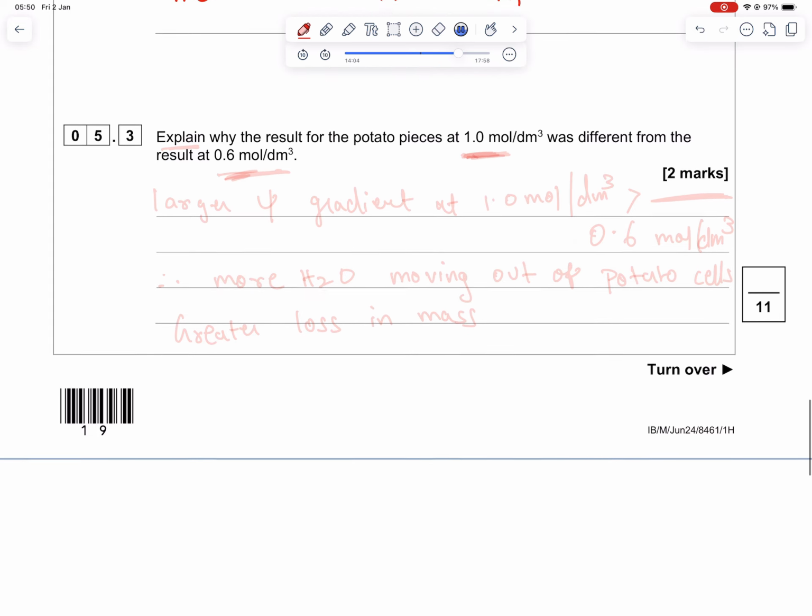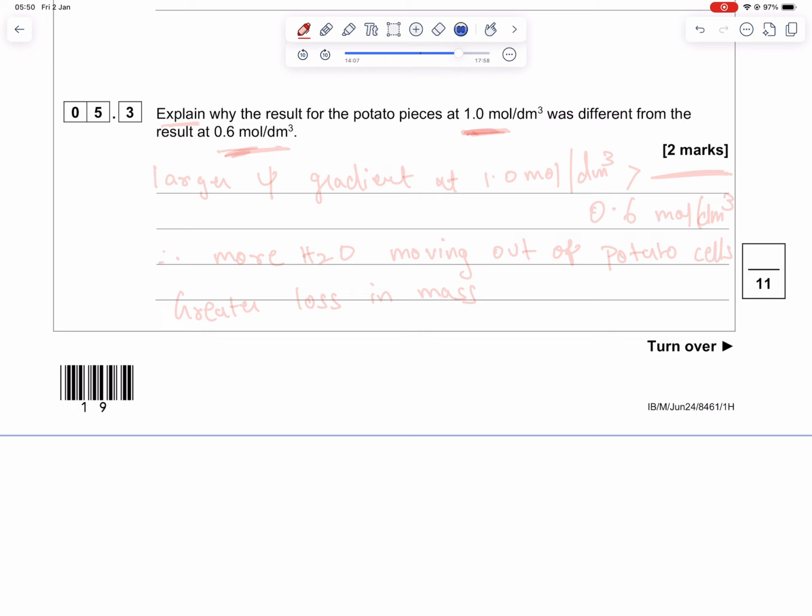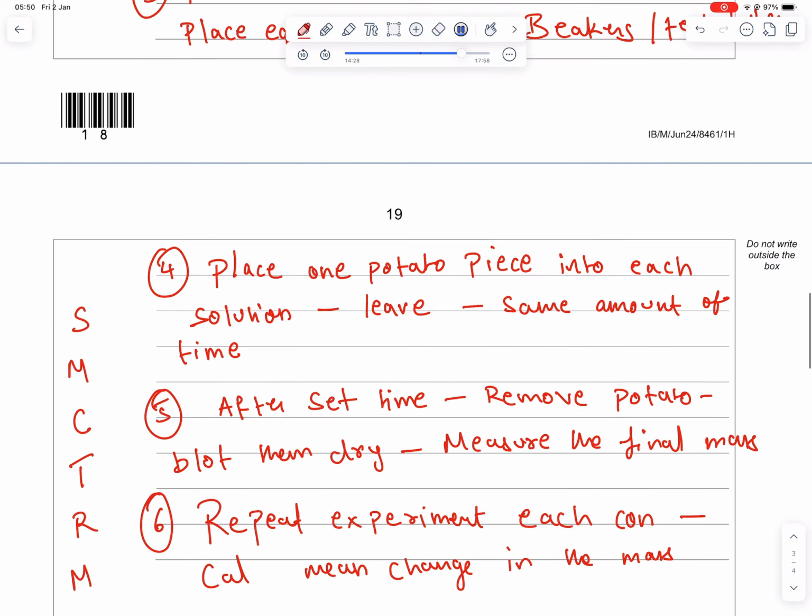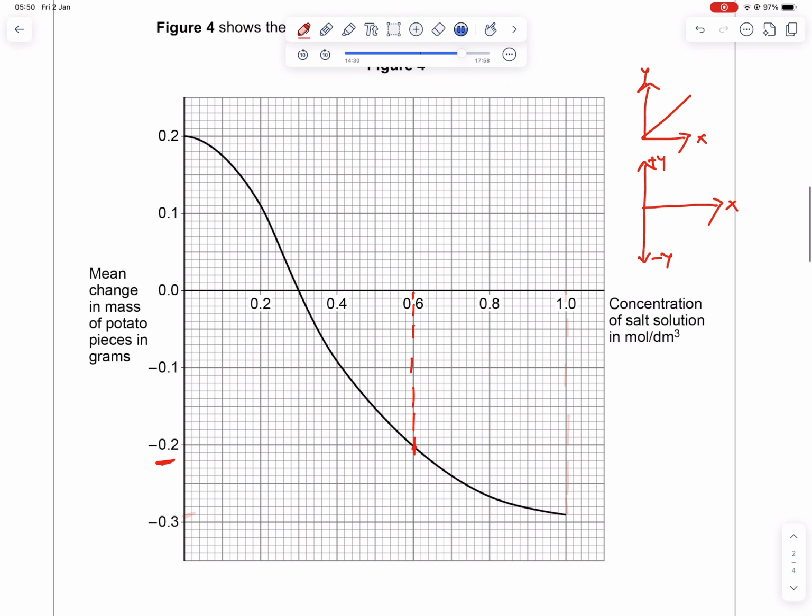Now let's move on to the last subsection of this nested question, question 5.3, which is again for 2 marks. Now let's read the question. Explain why the result for the potato pieces at 1 moles per decimeter cube was different from the result at 0.6. Now, the examiner focus here, and the command word, is explain. They want you to evaluate what was the mass loss at 1 mole per decimeter cube and at 0.6.